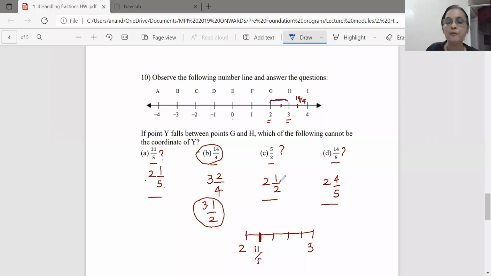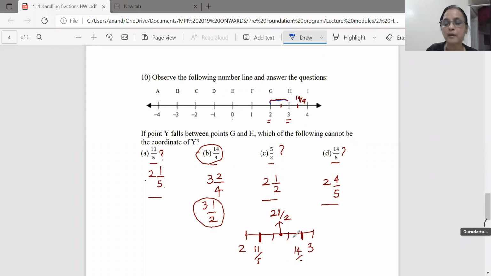Where will 2.5 fall? Exact midpoint. So somewhere here, 2.5. And where will this fall? 2 integer 4/5. So if I make 4 parts, this will be the fourth part, 14/5.